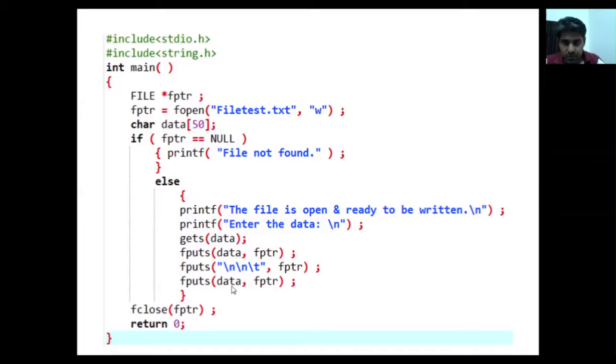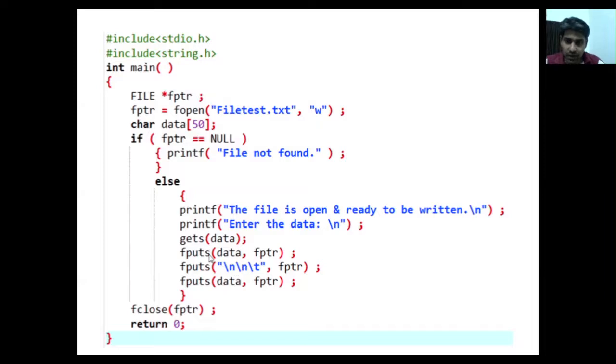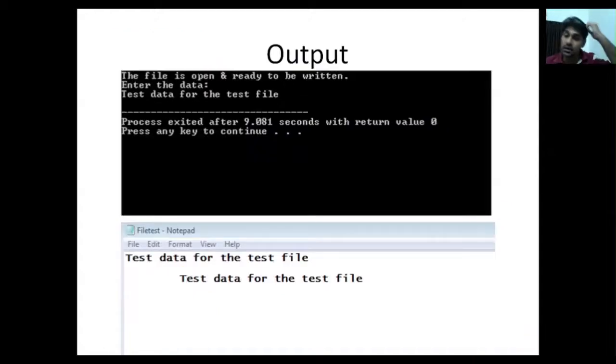This is a writing process, and you can see how it comes. The user entered the data, test data for the test file. So in the file it will be like test data for the test file, new line, and then \t, and again it used the same content that has been entered, because the program we wrote is fputs data, new line \t and data. So that's how we write data into a file using the file handling command.